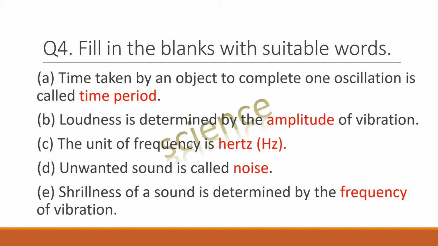D part is unwanted sound is called dash. So unwanted sound is called noise. E part is shrillness of a sound is determined by the dash of vibration. Shrillness means a sharp, piercing sound. So shrillness of sound is determined by the frequency of vibration.